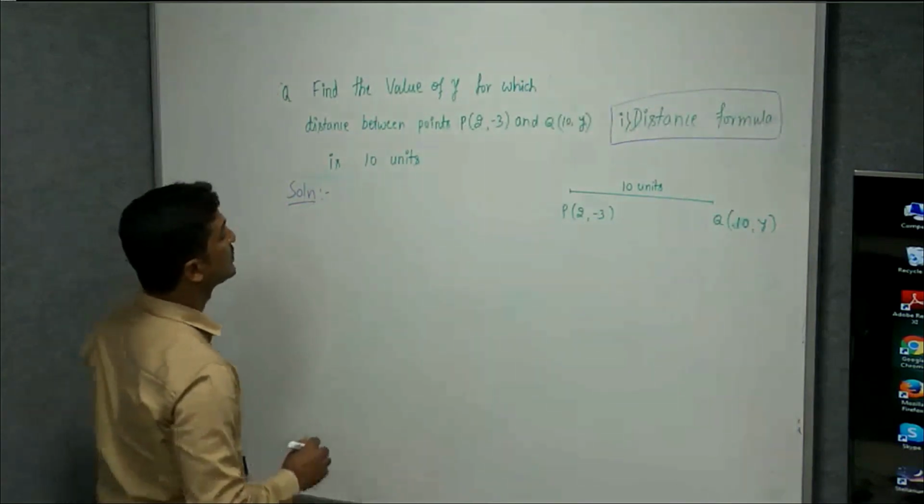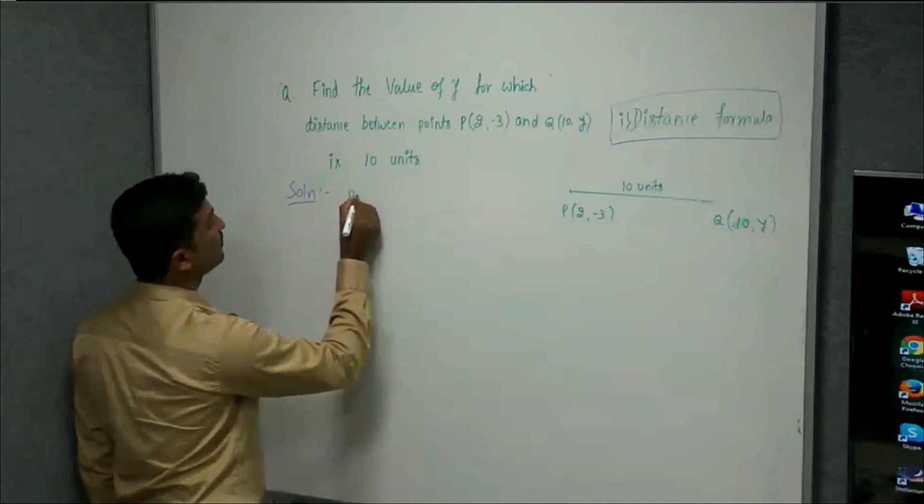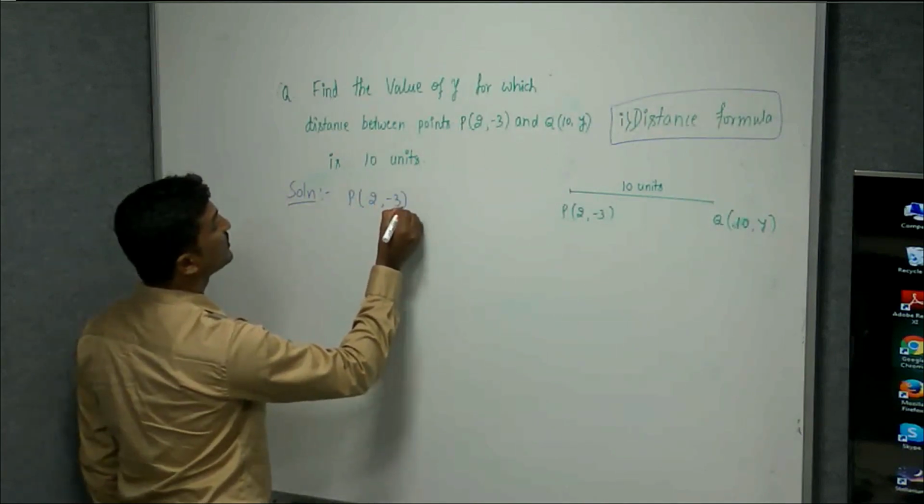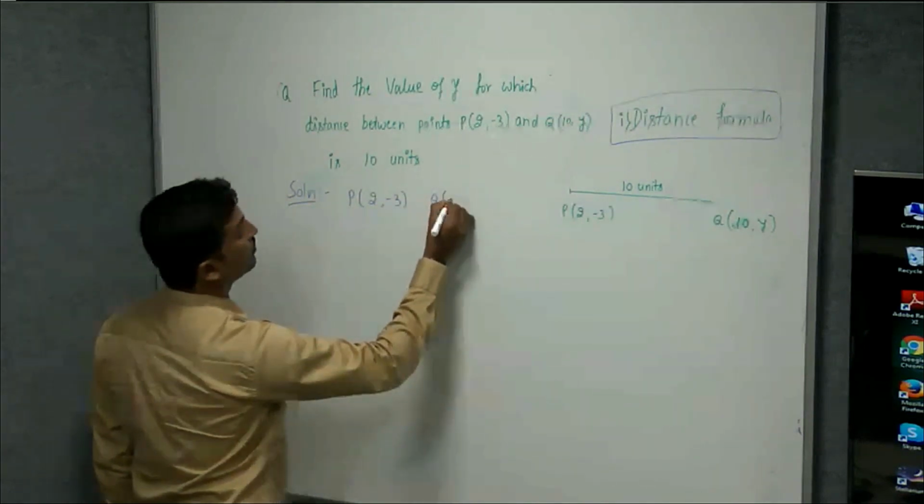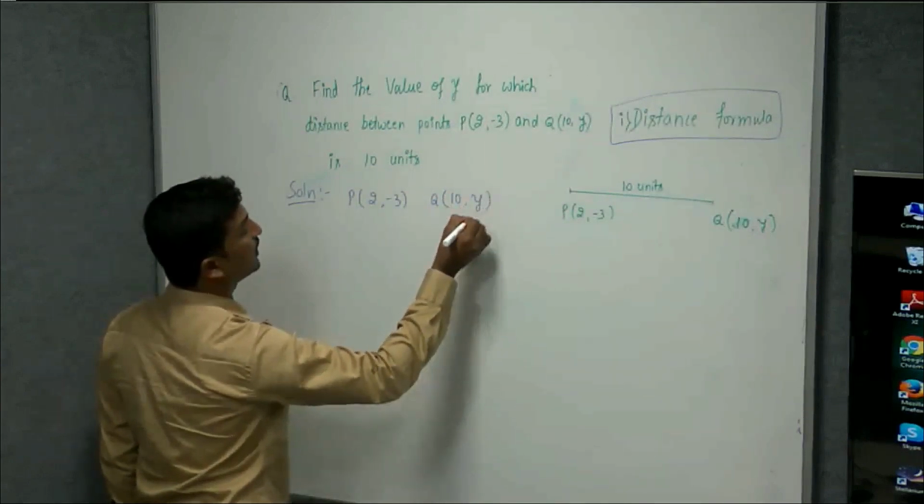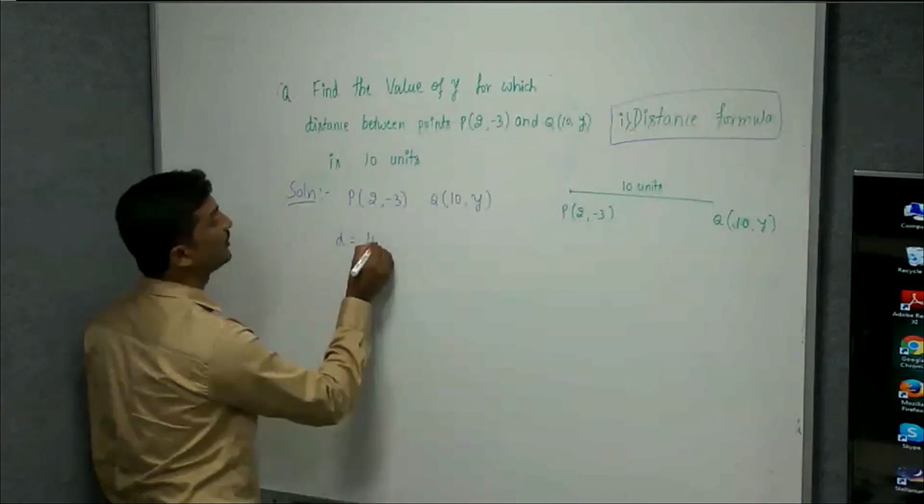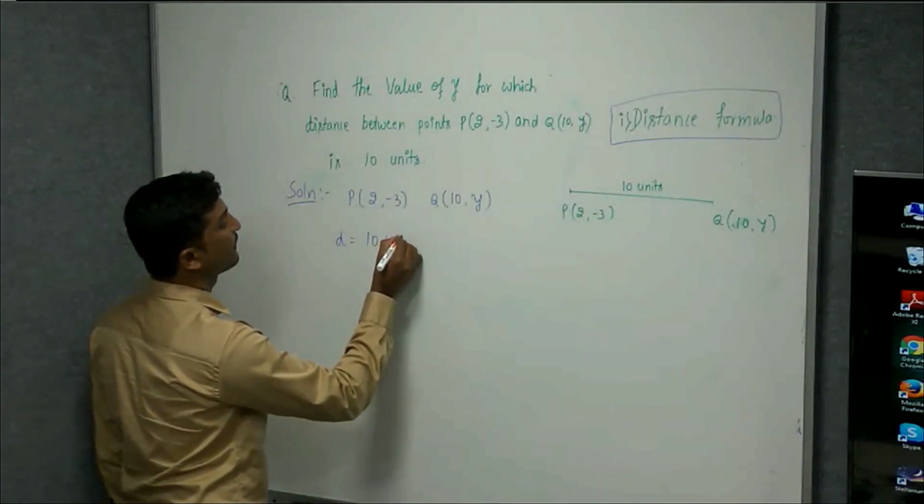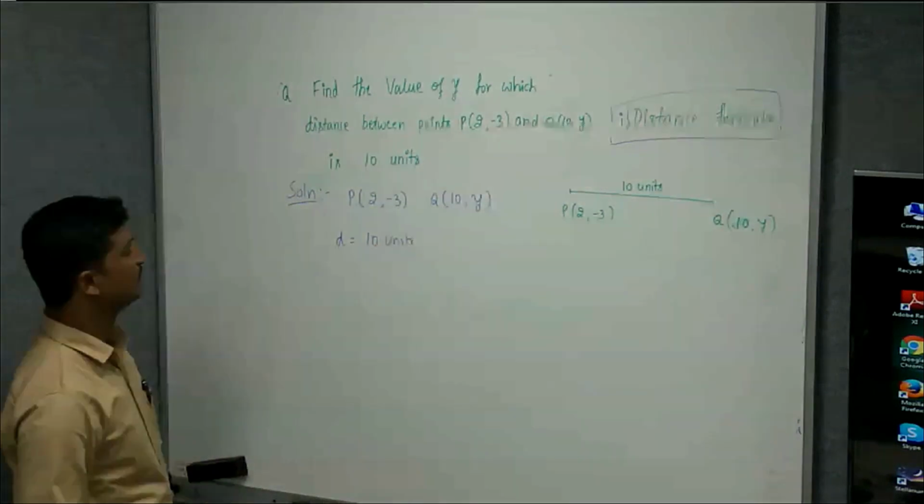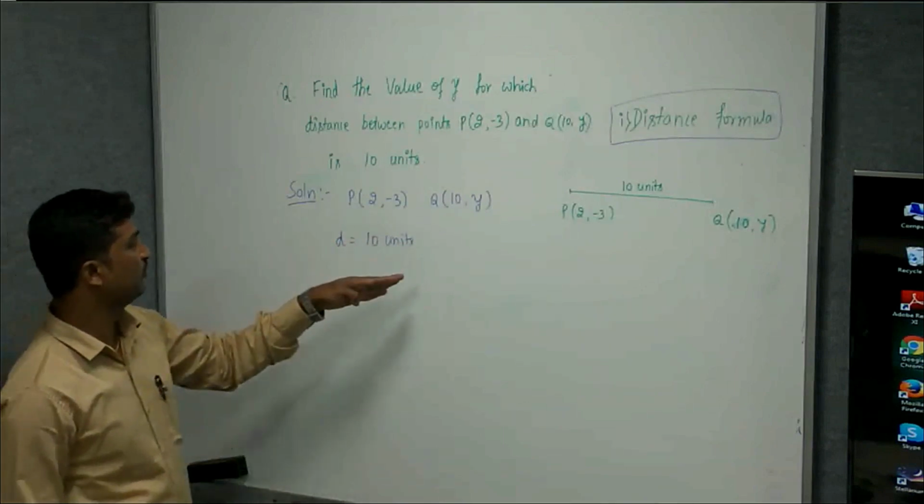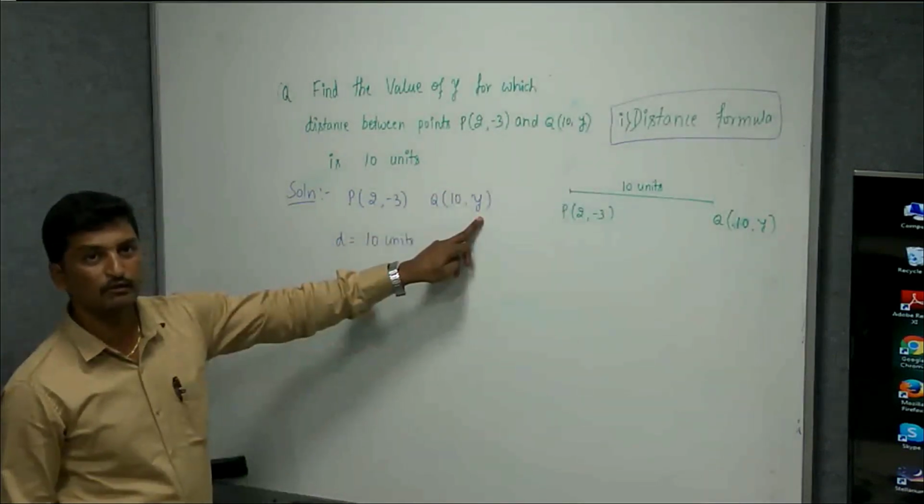Solution. What are all the things they have given? They have given P (2, -3) and Q (10, y) and the distance D = 10 units. Right? It's very simple. They have given 2 points and a distance. You need to calculate y.